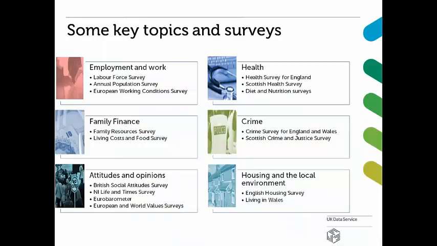Okay, so our surveys cover a range of topics. Most of the surveys are UK only, or for parts of the UK, like just England, say. And the cross-national surveys tend to be cross-European. So an example of topics covered in key surveys are given on the slide. So you can see we have a wide range of topics like employment, health, family finance, crime, attitudes and opinions, and housing. And these are just a few examples. There's many other different topics covered as well.